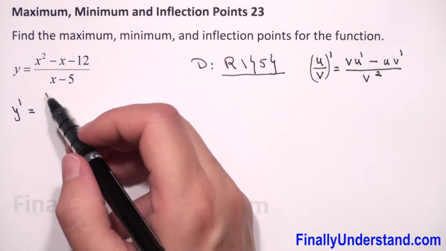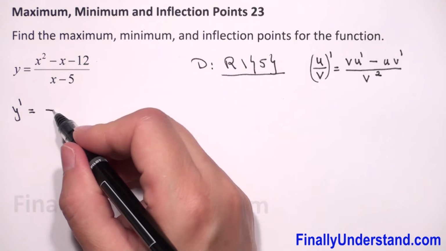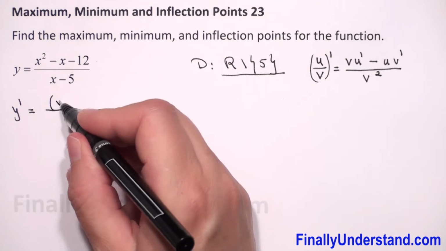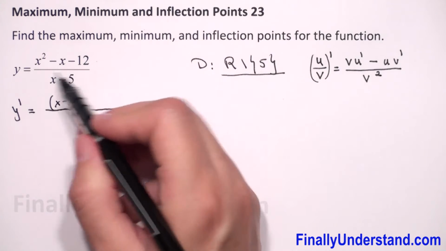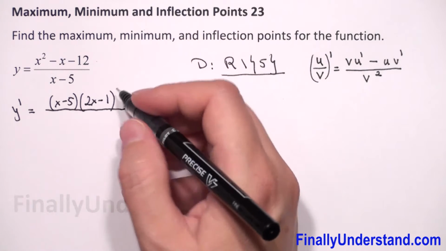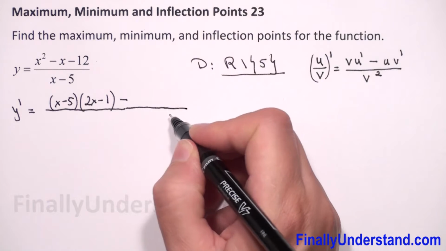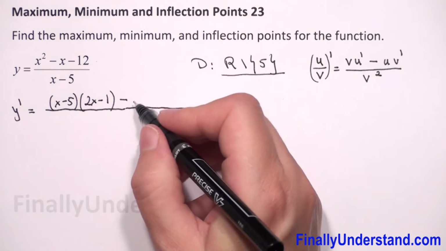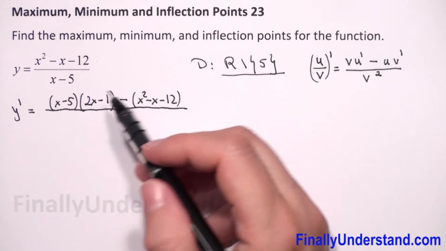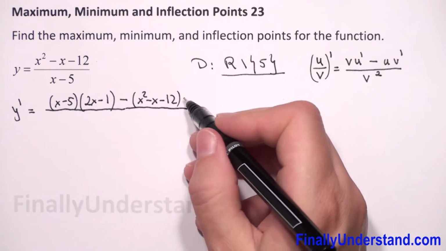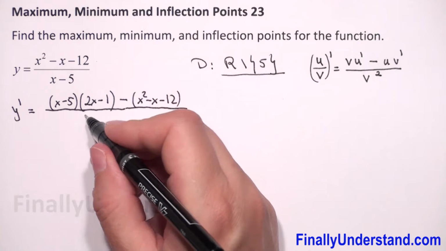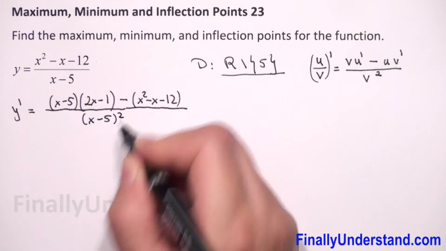So first we have to just copy the denominator, so we have x minus 5 times the derivative of the numerator, which is 2x minus 1, minus, first we copy the numerator, now we have x squared minus x minus 12 times the derivative of the denominator, which is 1. I don't have to put that. So we have over (x minus 5) to the second power.